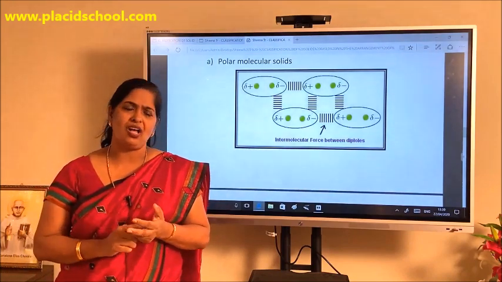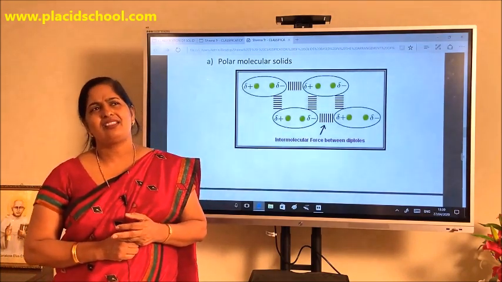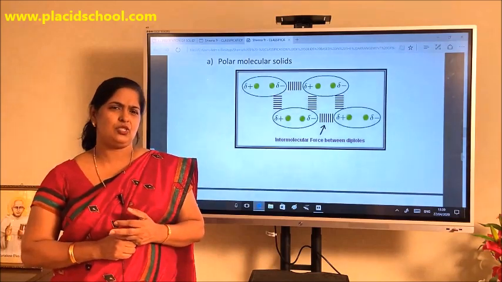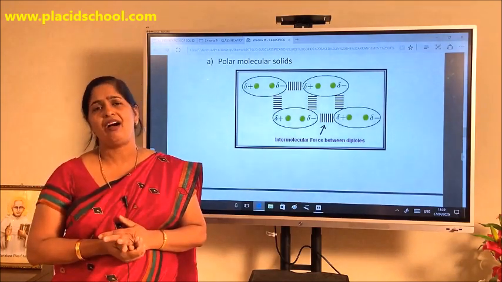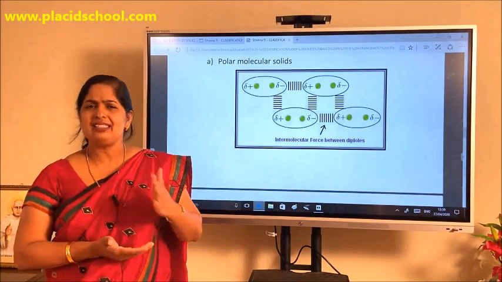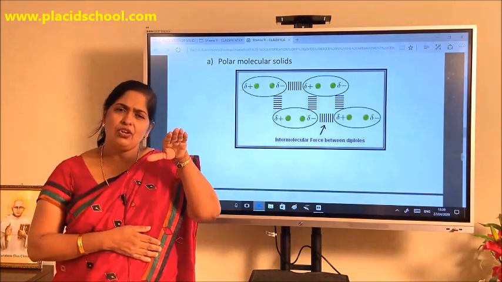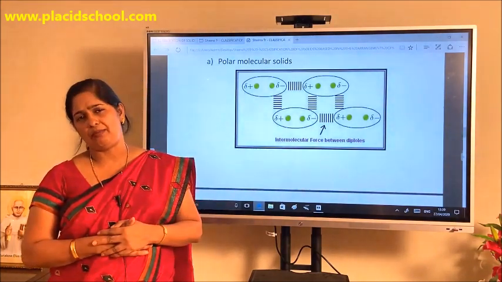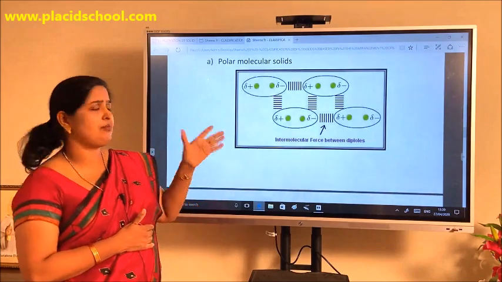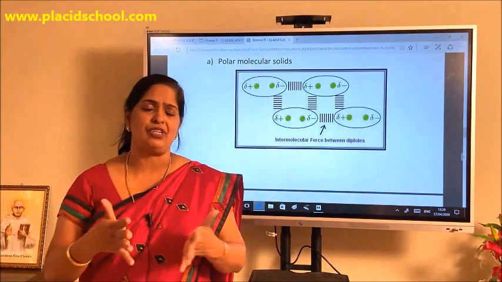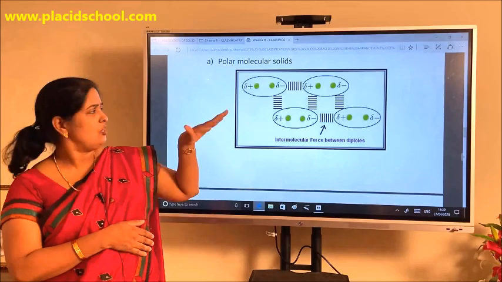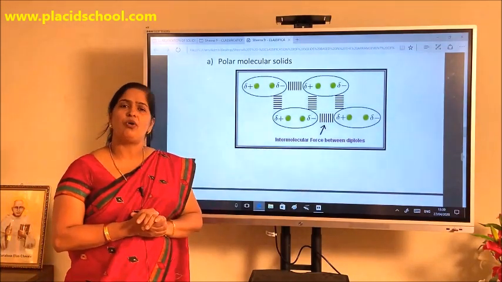So polar molecular solid means it is made up of dipoles, and the characteristics of polar molecular solids are: number 1, it is soft to an extent, not very hard. Second one, since they are soft, they have low melting point and boiling point. But one thing I want to, the comparison I will do afterwards. They have low melting point and boiling point.